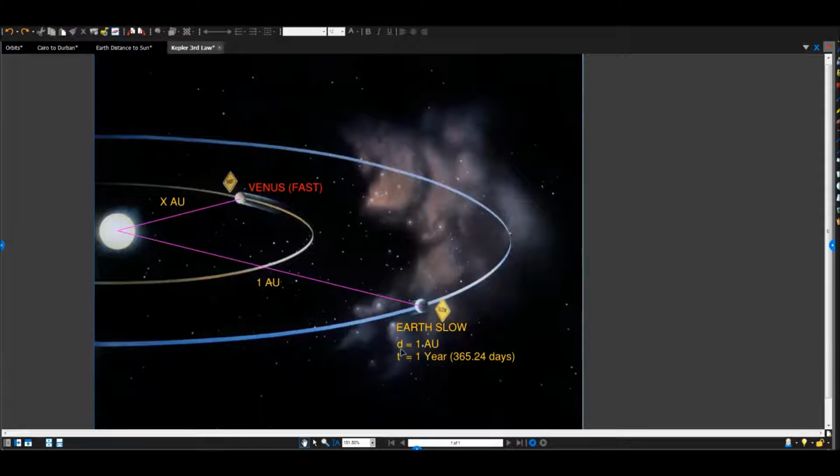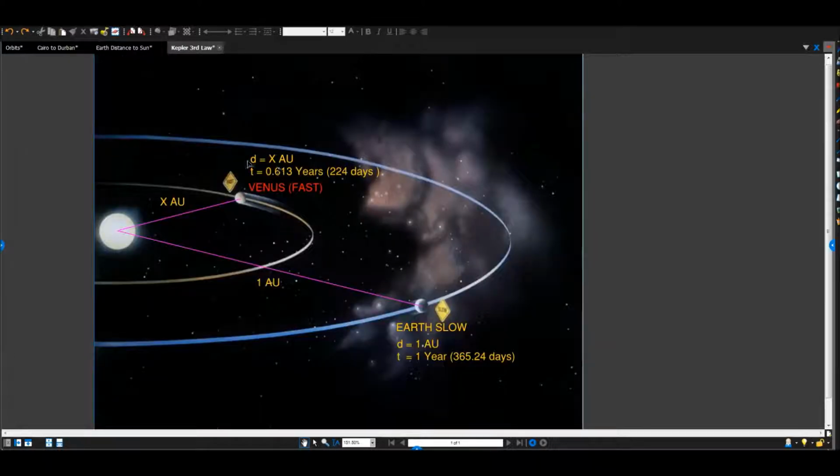So what do we know? We know that the distance from Earth to the Sun is 1 astronomical unit, and the time that it takes for the Earth to go around the Sun, one orbit, is 1 year, 365.24 days. So it's 1 astronomical unit and 1 year. I think we all know that. How about for Venus? We don't know the distance for Venus. That's going to be X. But do we know the time that it takes Venus to go around the Sun? Yes, we do, because you can see this from Earth. It's not too difficult to measure, and it's 224 days. Venus takes 224 days to orbit the Sun.